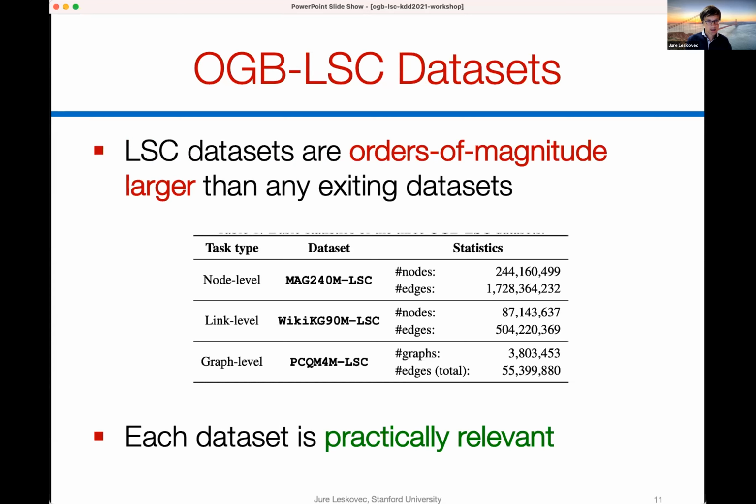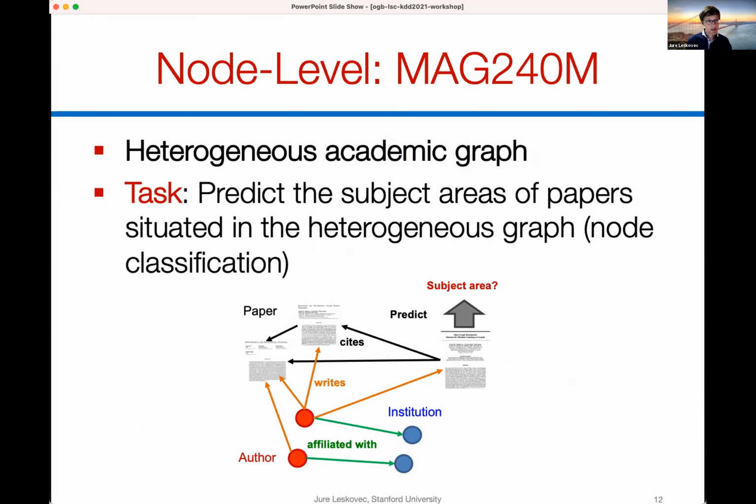And each of these data sets is actually a real-world data set from a given domain with a real-world prediction task behind them. What I want to do next is quickly go over the 3 data sets and just give a bit of a sense of how the performance was improving over time.